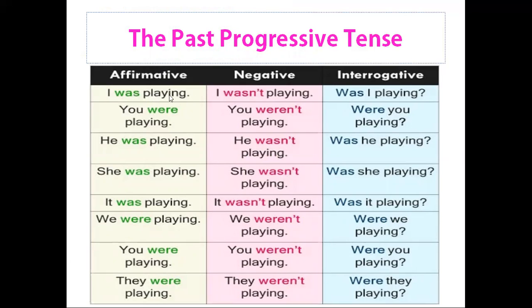I was playing. Here, playing is the ing form. Continuous means we should add the ing form. I was playing. While writing in negative, I was not playing. In interrogative, was I playing?